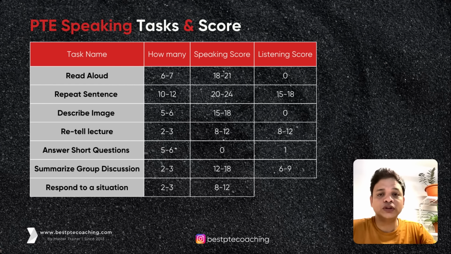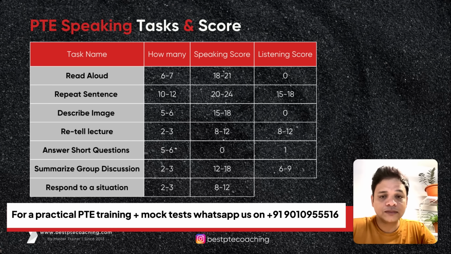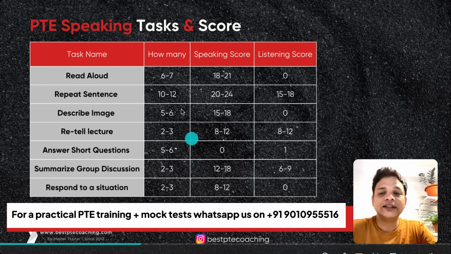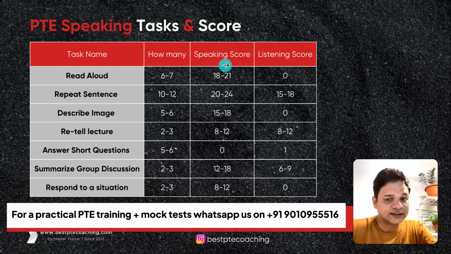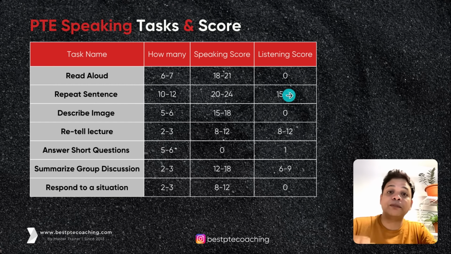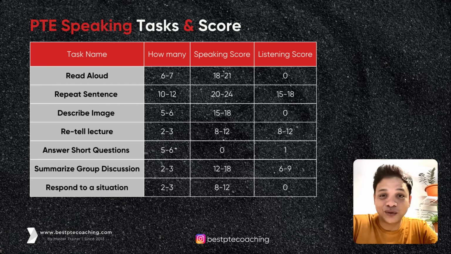When you answer these 2 to 3 questions 100% accurately, you get 8 to 12 marks in speaking. That's it. It does not give you score in the other section. So please observe these 7 tasks. Let's say barring answer short questions, these 6 tasks are supposed to give you 90 marks. Okay. And when you perform well in these 6 tasks, they supply you listening score.